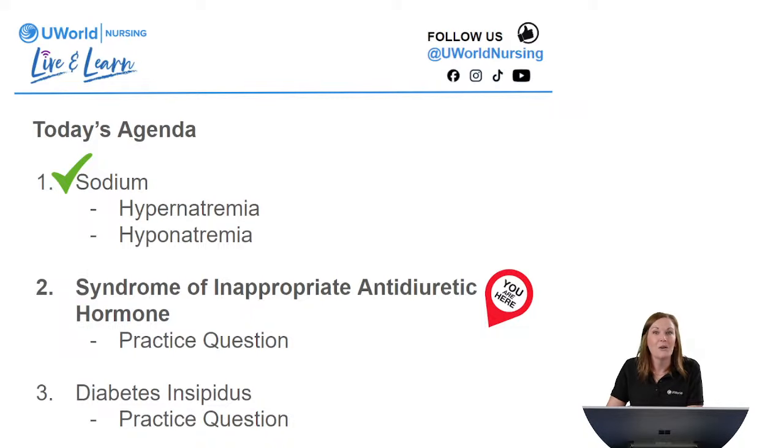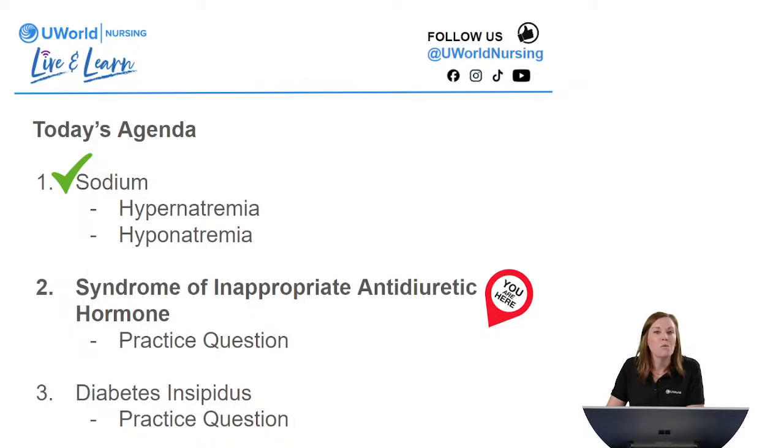So again, let's start with SIADH, or syndrome of inappropriate antidiuretic hormone. So again, this is all going to relate to these findings associated with hyper and hyponatremia. Okay, so breaking down these words, syndrome of inappropriate means not the right amount of ADH, or antidiuretic hormone. So inappropriate can mean either excessive, like way too much antidiuretic hormone being released, or it's releasing at the wrong time, at inappropriate times. So let's get to the kind of root of what ADH is.